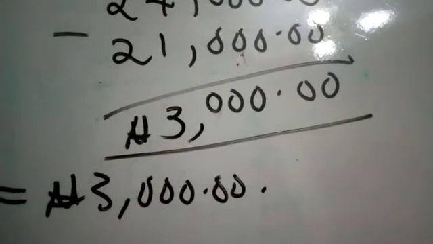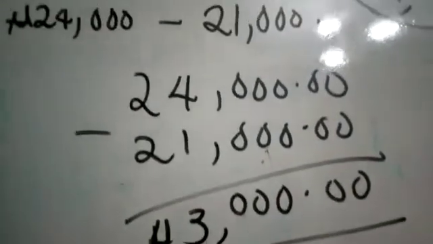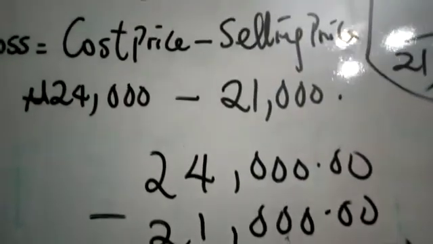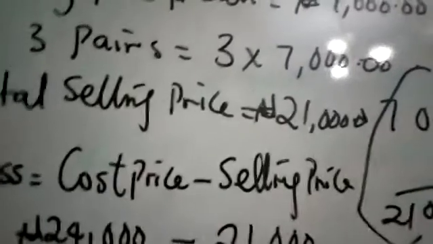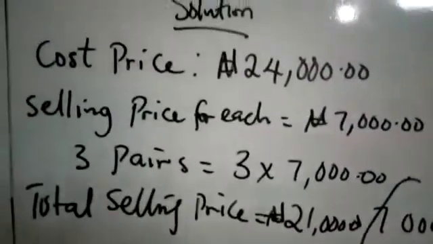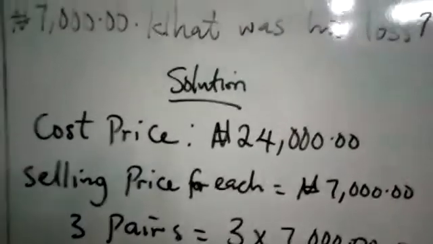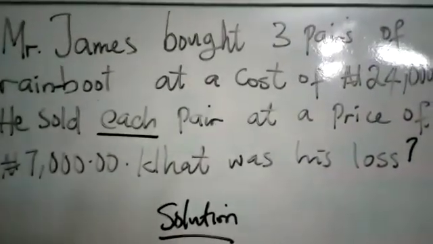In this question you must be very careful. Once you hear the unit price, you must multiply it by the amount of goods or items or articles that is being referred to. You must multiply it to get the total selling price or the total cost price. I believe you understood this lesson for today.